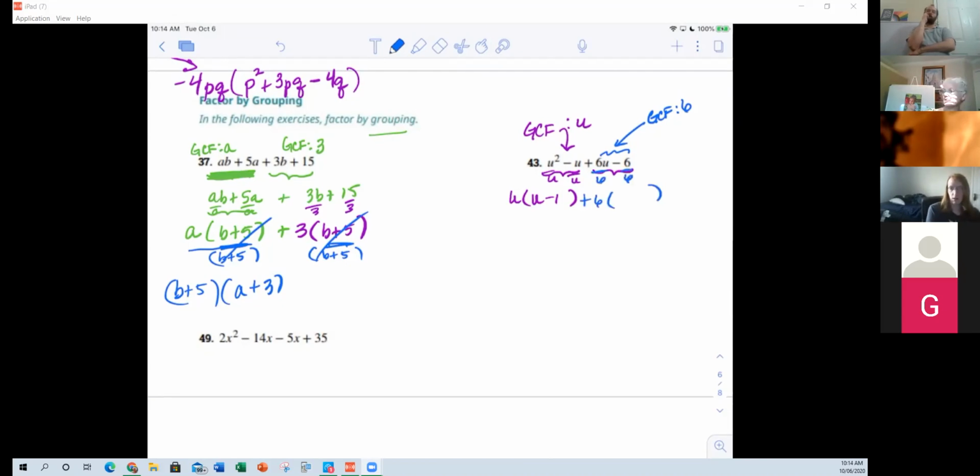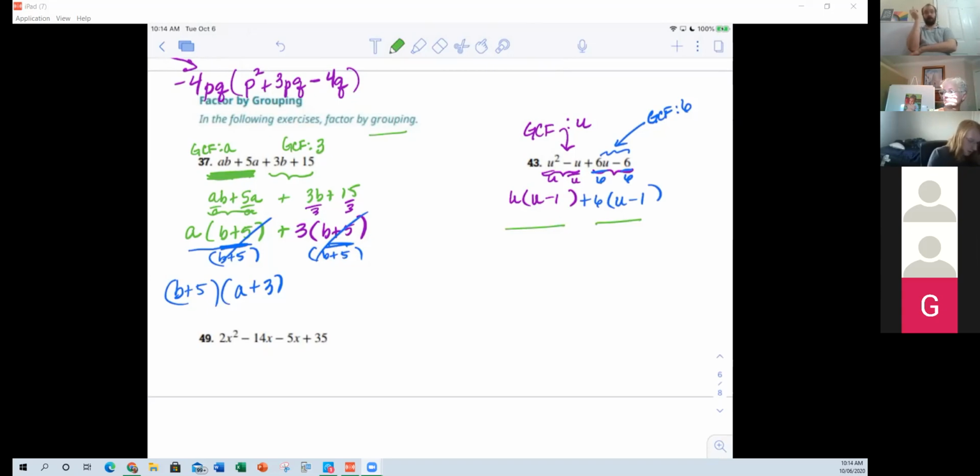And what's going to go inside the parentheses? U minus 1, right? Okay. So now, what do these 2 terms have in common? What do they both have that's the same? U minus 1. Right, U minus 1. So I'm going to put that in the front. Divide both of those by U minus 1. And what's left? U plus 6. Yep. That's it.